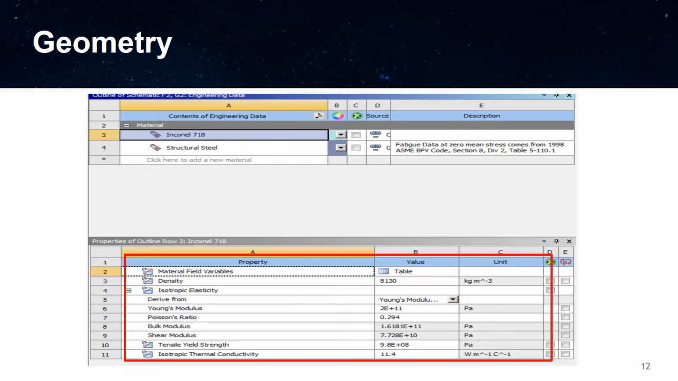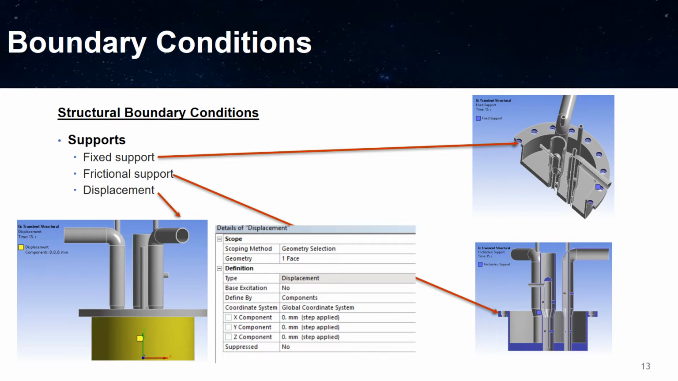We go into the engineering data and we've put into the kernel 718 properties for using it in ANSYS Mechanical. The boundary conditions that we used in ANSYS Mechanical for this project are there. There are fixed supports on the flange of the injector. All the bolted connections are considered as fixed supports.